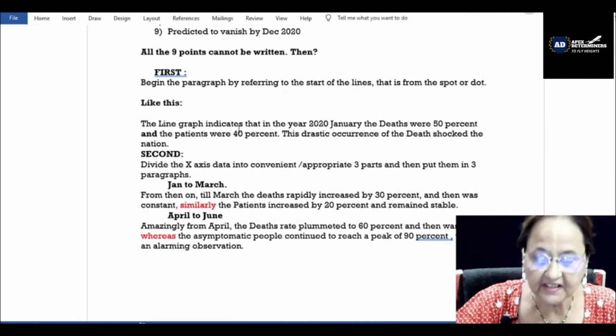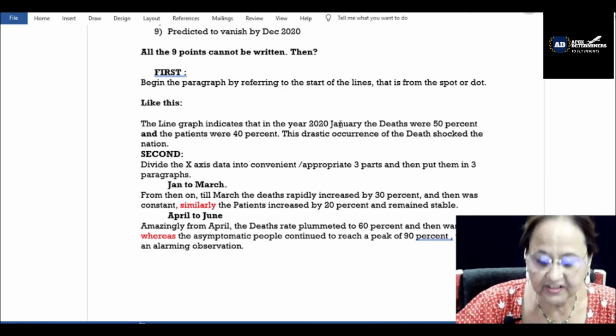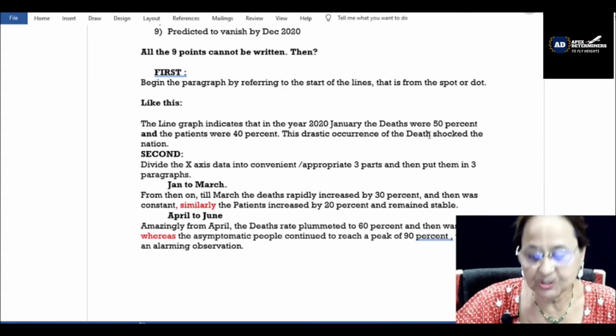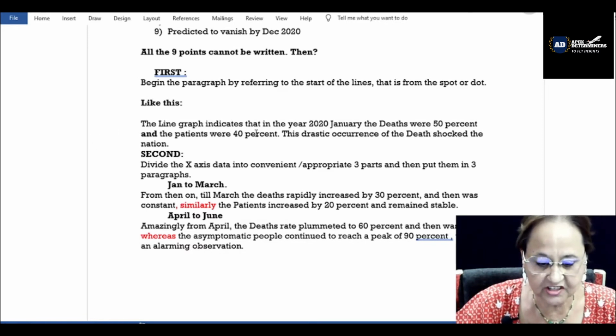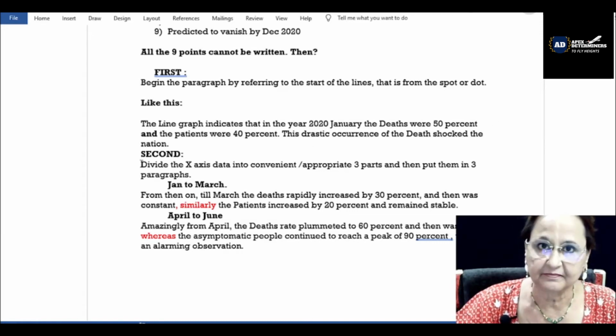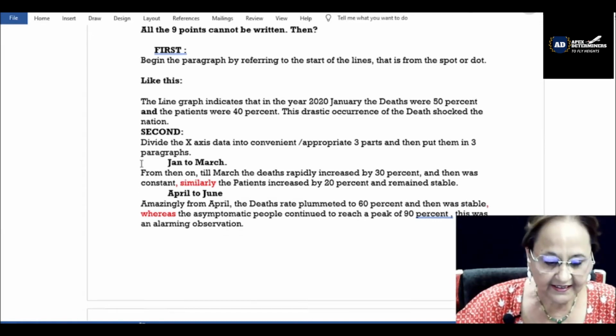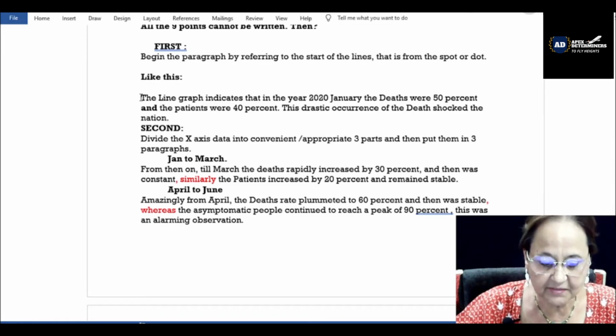The line graph indicates that in the year 2020 January, the deaths were 50% and the patients were 40%. This drastic occurrence of the death shocked the nation. Right? Now, second, now this is coming after the introduction, what I just read. Now you come to the second part.